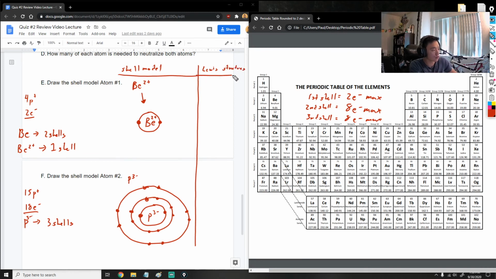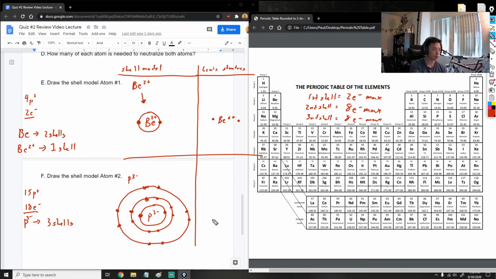Okay, Lewis structures are very easy. All we do is we take the shell model and then we just draw the electrons on the outside, the valence electrons. So if you look at Be2+, the outside shell is the first shell, right? Because if you only have one shell, the outside is going to be the first one. And it looks like there's 2 electrons, so we just draw 1, 2. 2 electrons, and we're good to go. That's the Lewis structure for Be2+.